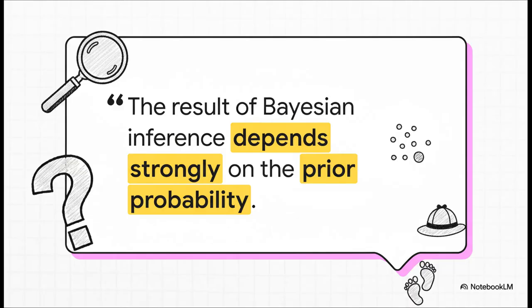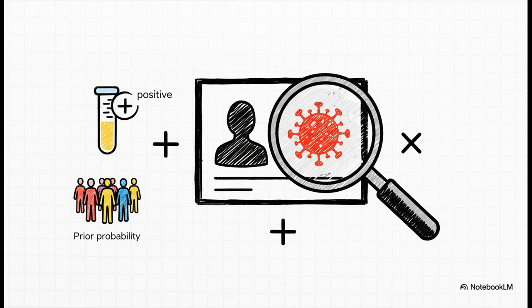Now, before we do any math, this is probably the most important clue in the whole case. Our final answer is going to depend heavily on that starting suspicion. The fact that this disease is extremely rare isn't just a minor detail. It's a massive piece of the puzzle that we absolutely cannot ignore. All right, let's get to it.